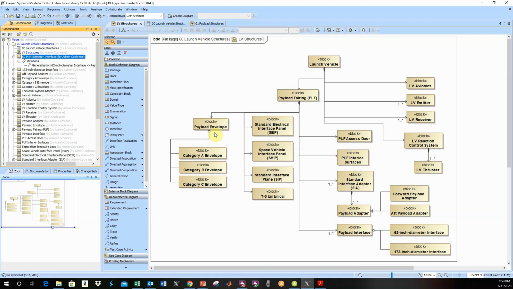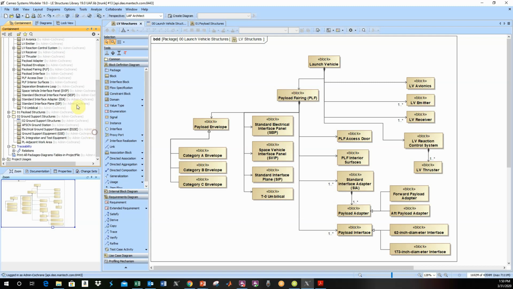The only things that are different: the payload envelope has a generalization relationship to three different types, category A, B, and C. And here is the containment tree over on the left-hand side.